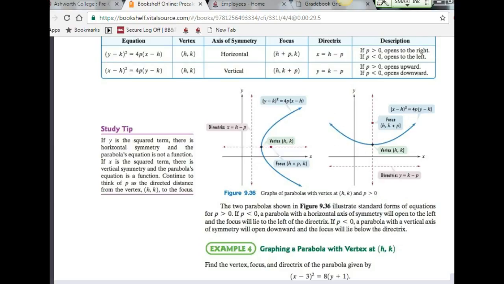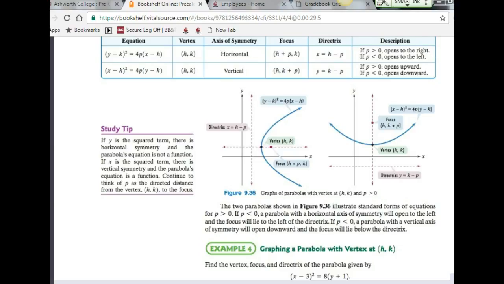I try to remember it as the one that's not squared is x, so that means x goes left and right, so this parabola is going to go left and right. Y is not being squared, so that's going to go up and down because y goes up and down. Anyway, whatever way helps you remember, this is saying the same thing that I'm trying to do. It's a little study tip, just trying to find a way for you to remember it for your own mind.